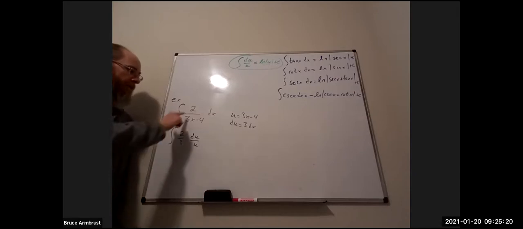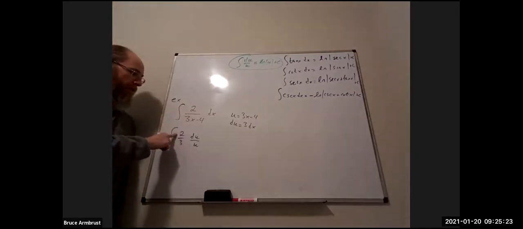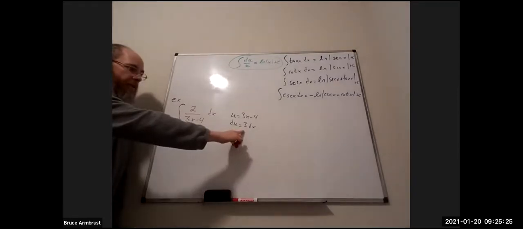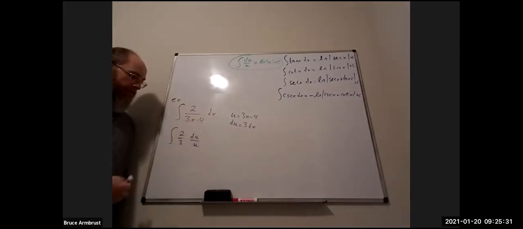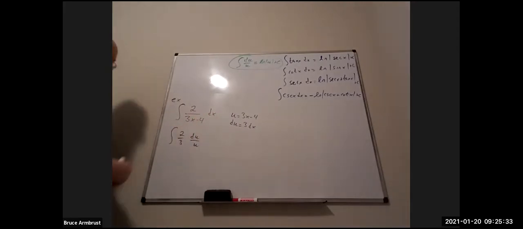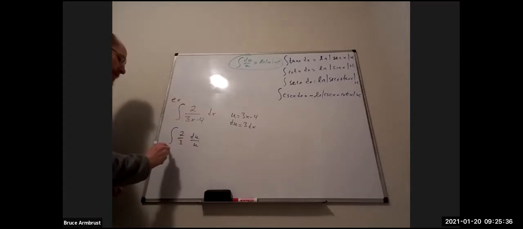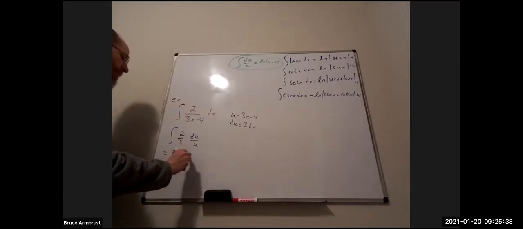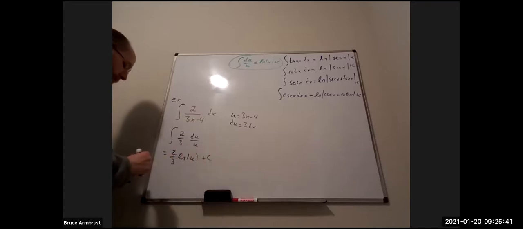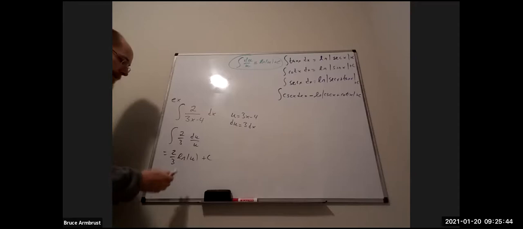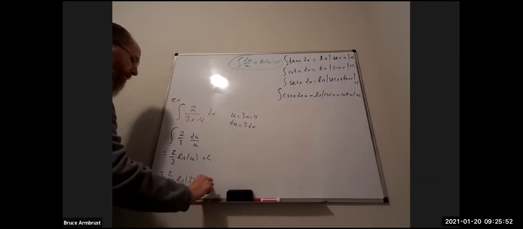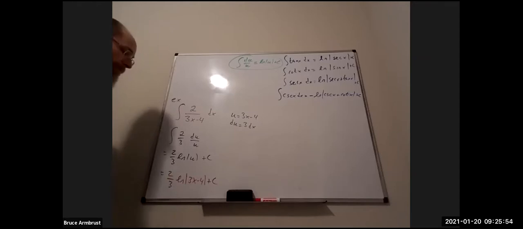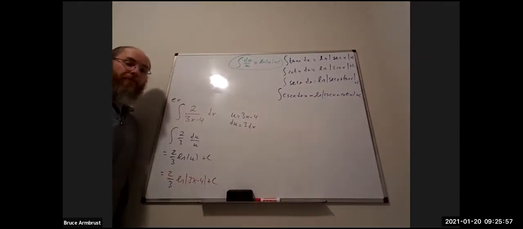So just look at where all these pieces came from. The 2, of course, is still the 2. This 3 came from the du piece. The du replaces the dx, and the bottom becomes u. So this is 2/3 du over u, which is 2/3 natural log of u. And if we replace it back, we end up with 2/3 natural log of 3x minus 4 plus c. Boom, done.